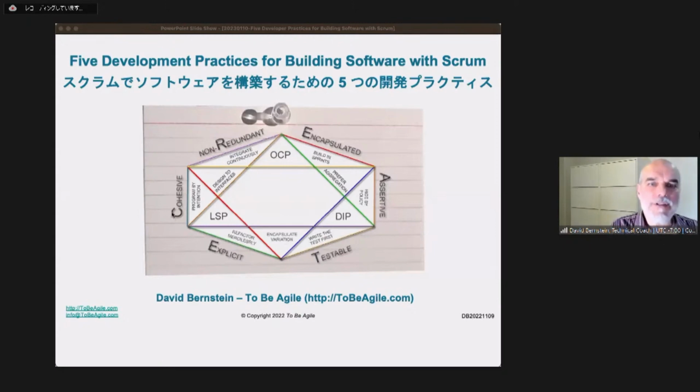And they're surrounded by 6 key code qualities. Things like cohesion, non-redundancy, encapsulation, etc. These 18 things, along with about a dozen design patterns, are, I think, fundamental. Because when developers understand these 30 things, they're able to do great things with their software.